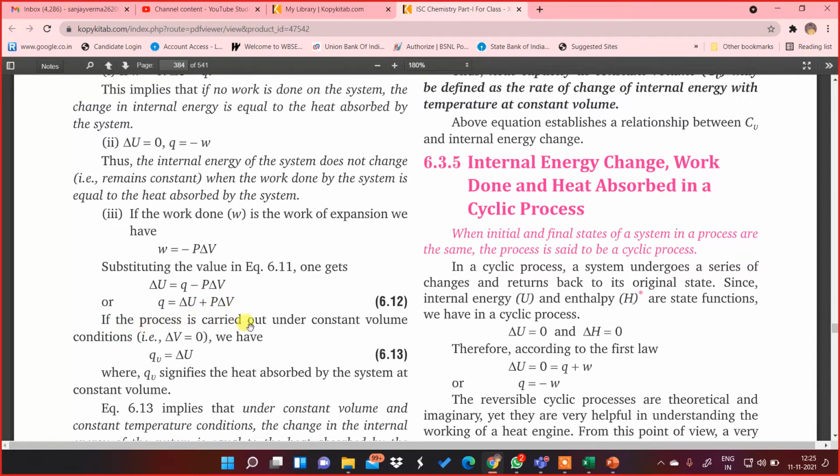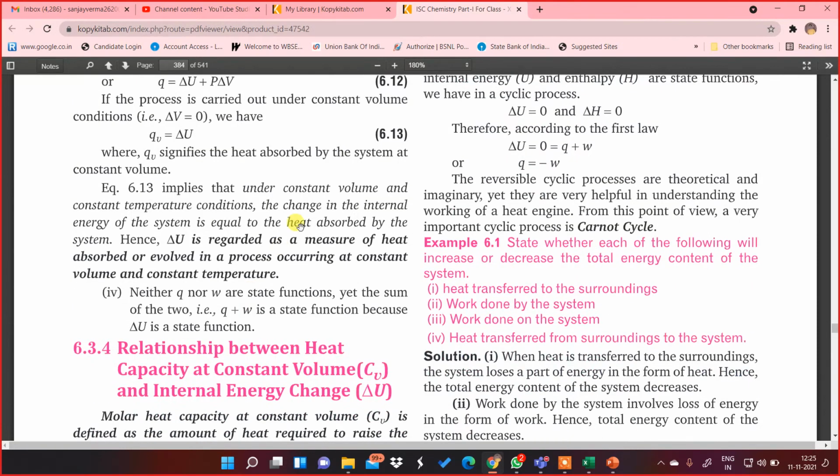Okay. If the process is carried out at constant volume, then the change in volume becomes 0. So we can have QV at constant volume equal to the change in internal energy, where QV signifies the heat absorbed by the system at constant volume. Now this equation 6.13 implies that under constant volume and constant temperature conditions, the change in internal energy of the system is equal to the heat absorbed by the system. Hence, delta U is regarded as a measure of heat absorbed or evolved in a process occurring at constant volume and constant temperature.